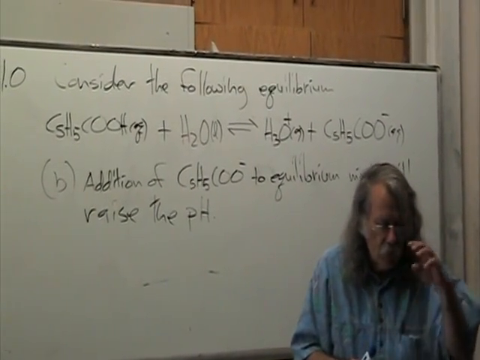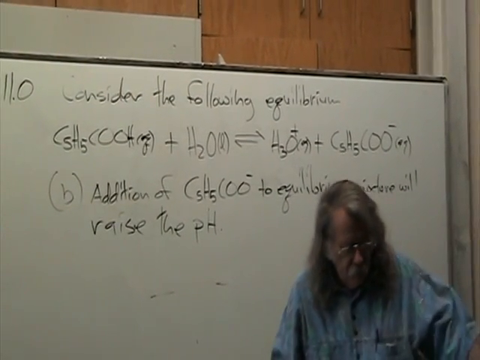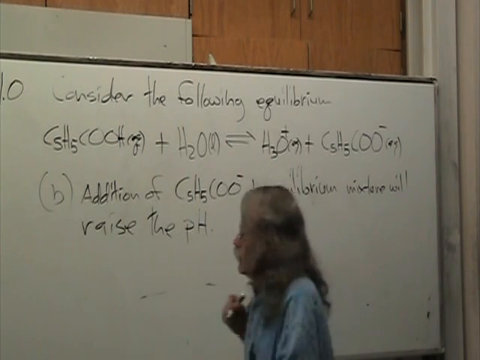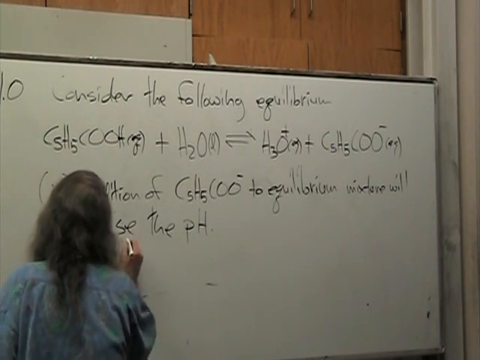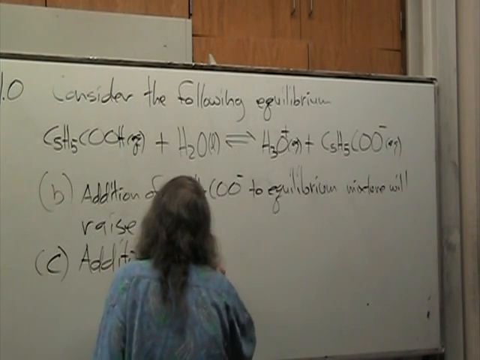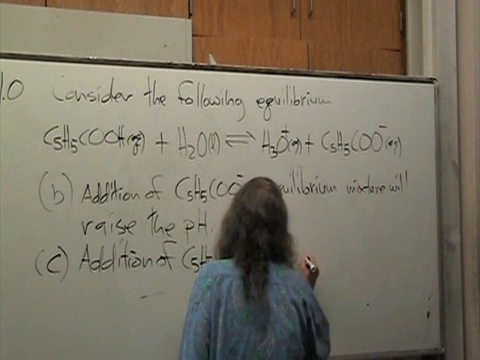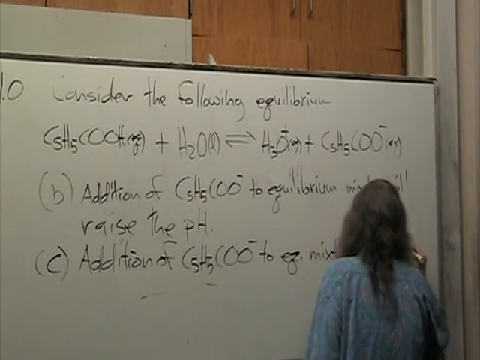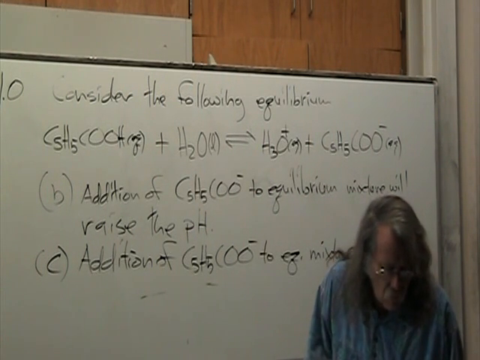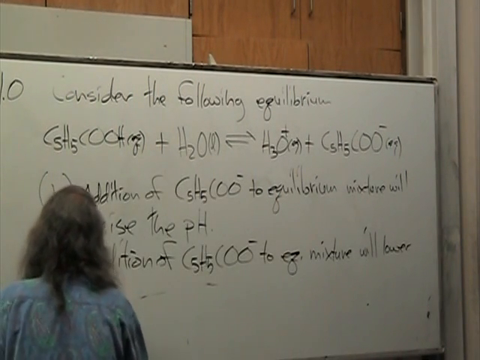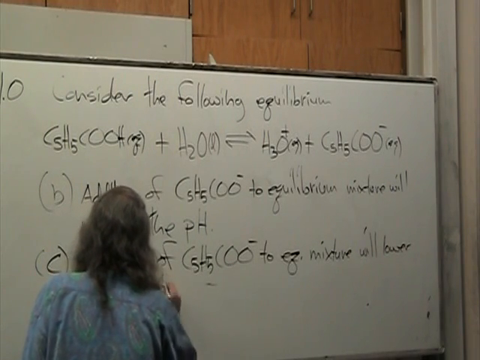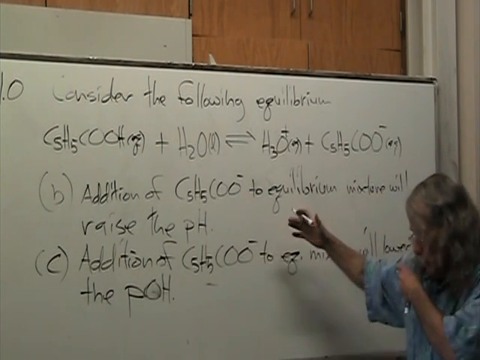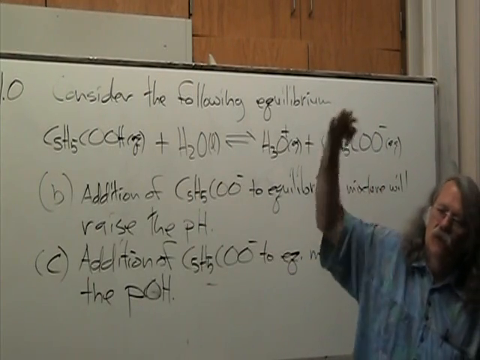Now option C, addition of benzoate to the solution will lower the pOH, which is equally true, so it's equivalent. So C is true. Did I say lower or raise? It lowers the pOH. Lower, yeah. Because of the relationship between the pH, which we know will be raised, and the pOH. When the pH raises, the pOH goes down.